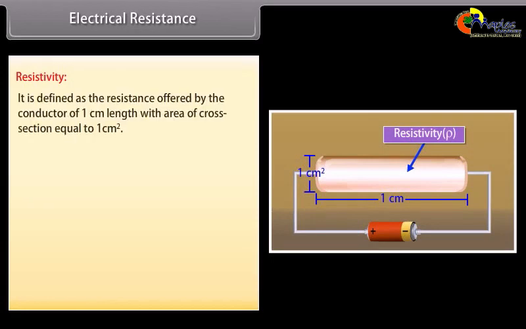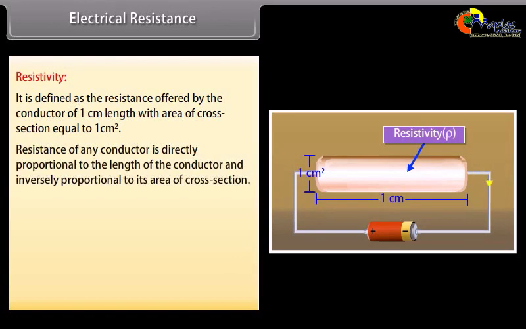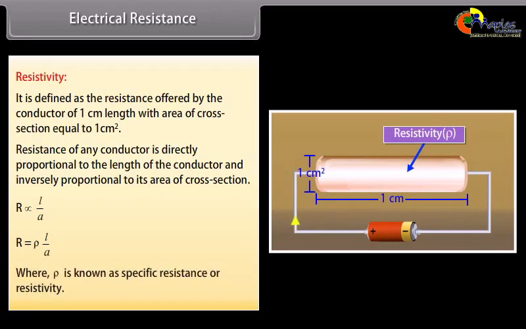Resistivity. It is defined as the resistance offered by the conductor of 1 centimeter length with area of cross-section equal to 1 centimeter square. Resistance of any conductor is directly proportional to the length of the conductor and inversely proportional to its area of cross-section. R is equal to ρ L upon A, where ρ is known as specific resistance or resistivity.